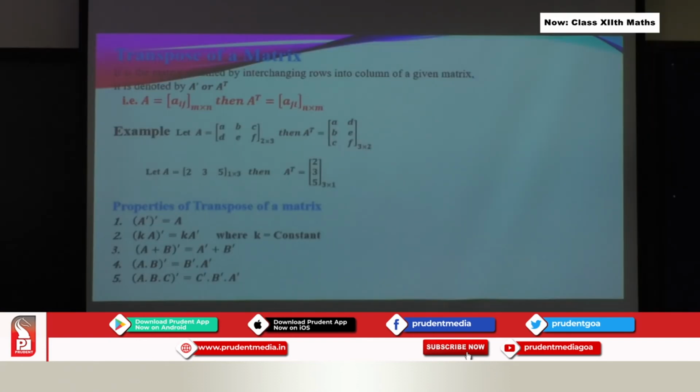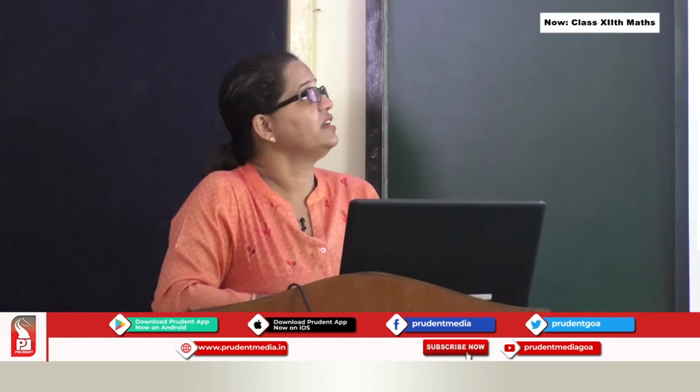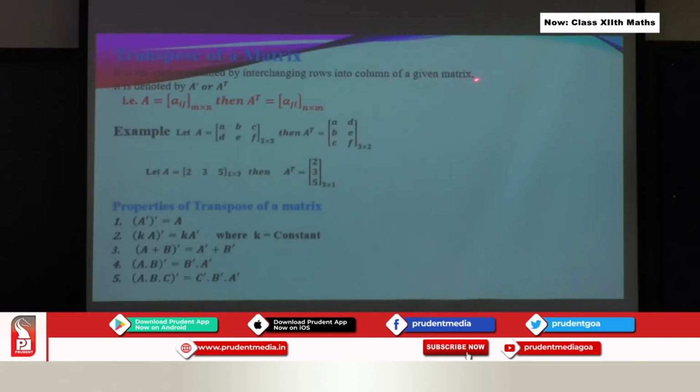Next we talk about the transpose of a matrix. Now what do you mean by the transpose of a matrix? It is the matrix obtained by interchanging rows into columns of the given matrix. It is denoted by A dash or A T. It is very important. It is denoted by what? It is denoted by A dash or A T.